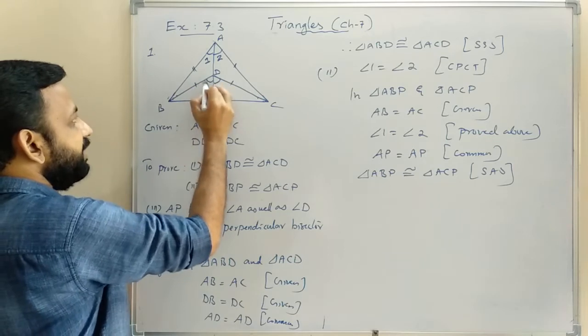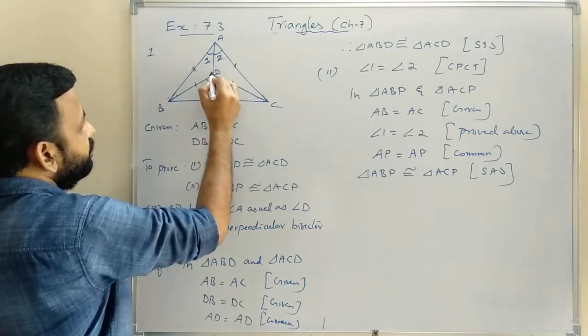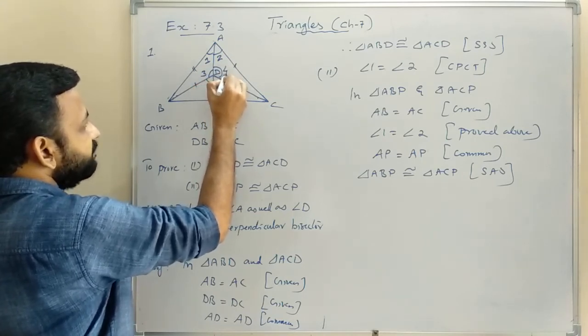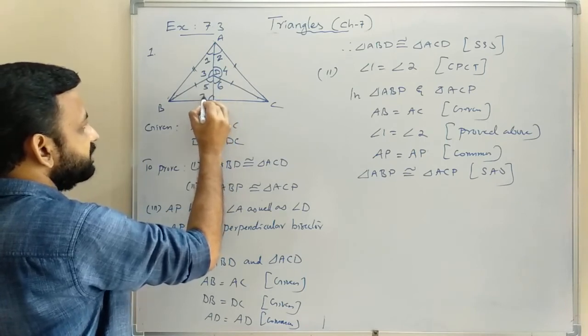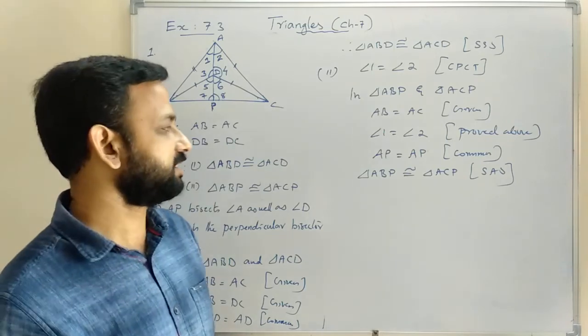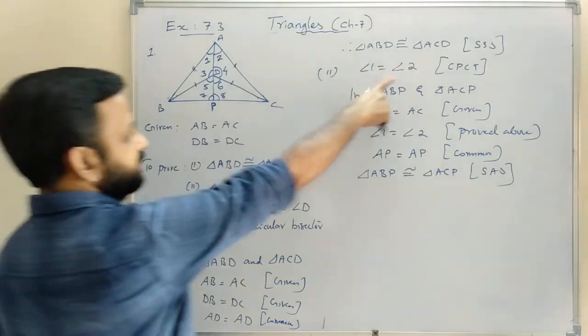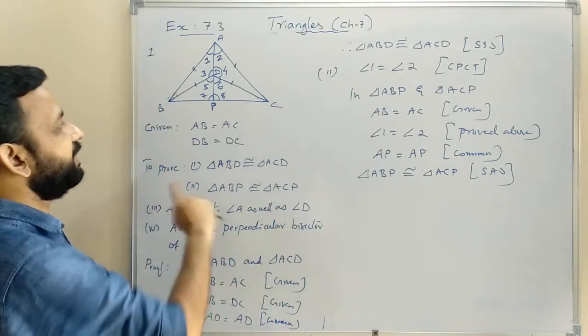So this is angle D and this is reflex angle D. So angle 1, 2 we can take as 3, and this one we can take as 4, and 5, 6, and here we will take 7 and 8. So we can name those angles. Now we can easily say AP bisects angle A, and we need to say AP bisects angle D.